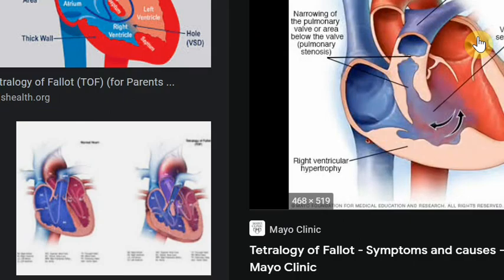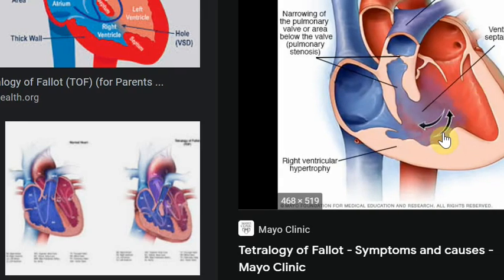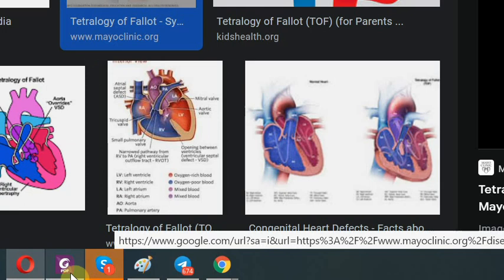If they ask you what is the worst prognostic factor, it's what? Pulmonary stenosis. If they ask you which pathologies the patient will have, you need to know the constellation, which is pulmonary stenosis, VSD, overriding aorta, and finally right ventricular hypertrophy. Okay.